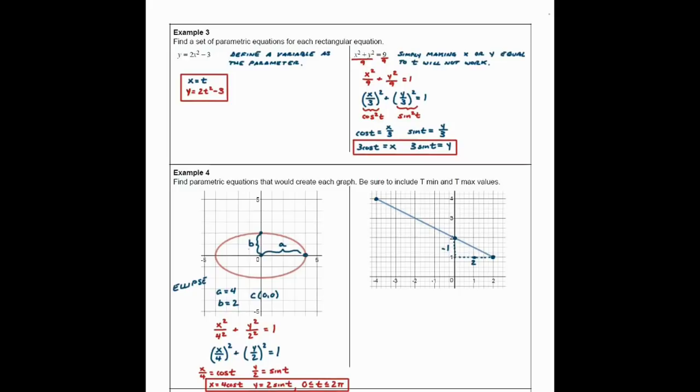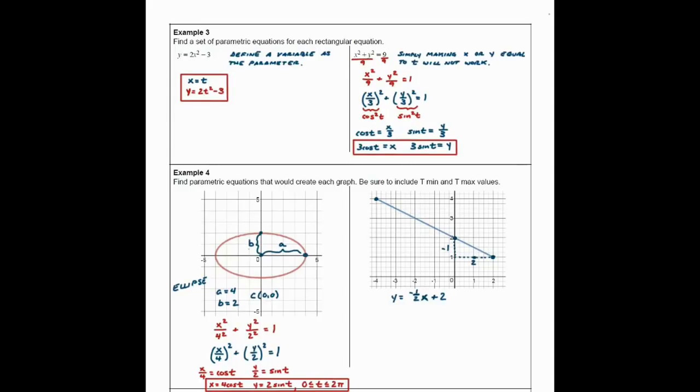For the second example, we have a line segment. I put the dots there on the end just to show that it was a segment. So the first thing I'm going to do is write this as a rectangular equation. So I'm going to find the slope and the y-intercept. The slope is going to be -1/2 and the intercept is going to be 2. So I have my rectangular equation for this graph, and now I want to rewrite this as a set of parametric equations. So I'm going to name one of my variables as my parameter and then use that to rewrite my other variable in terms of that parameter.